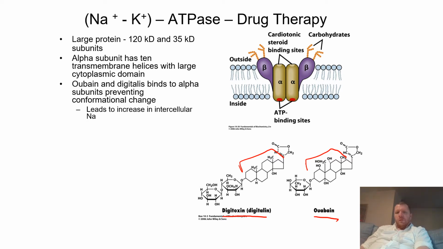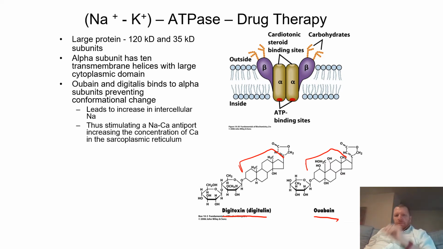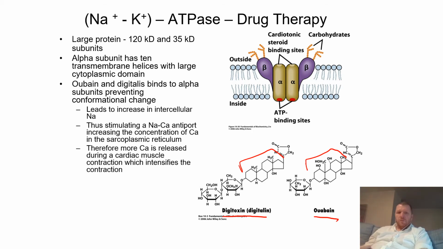So if we're preventing that conformational change, any sodium that is in the cell is not going to be pumped out. Thus stimulating the sodium-calcium antiport, increasing the concentration of calcium in the sarcoplasmic reticulum. Therefore, calcium is released during cardiac muscle contraction, which intensifies that contraction.